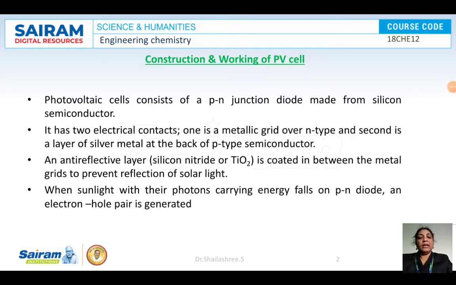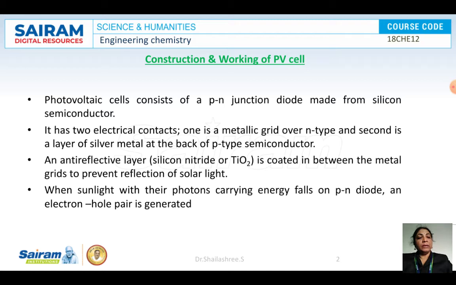Photovoltaic cells or solar cells are devices which convert solar energy, that is the energy from sunlight, into electrical energy. Solar cells consist of a PN junction, so they are often referred to as semiconductor devices.